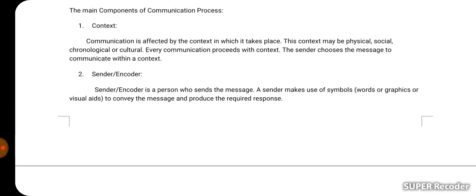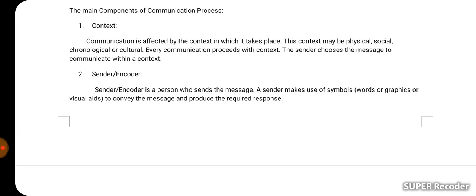So context is very necessary. The context is where there is a cultural context, where there is a societal environment, where there is a physical environment, or where there is a chronological environment. Chronological environment means where there is a variety of people sitting to whom the addresser addresses.